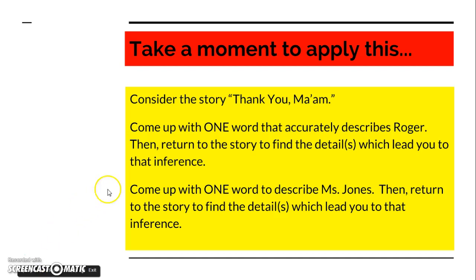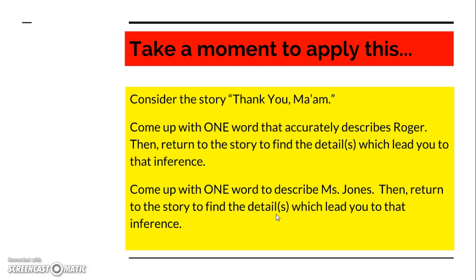So please take a moment and return to the sheet that you got. Consider the story. I'd like you please to come up with one word to describe Roger. Then go back to the story and find the details that make you think that your inference is true. Then I would like you to come up with a word to describe Miss Jones. Then return to the story and find details that make you think that your opinion is true.